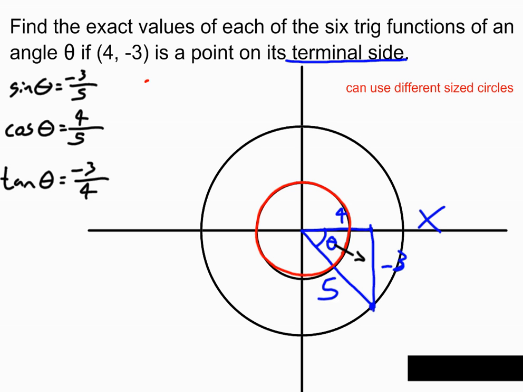So sine of theta goes to cosecant of theta, s to c, so we get negative 5 over 3. Cosine goes to secant of theta, which is equal to 5 over 4. And tangent of theta goes to cotangent of theta, which is equal to negative 4 over 3. So there you have it, the 6 trig functions.